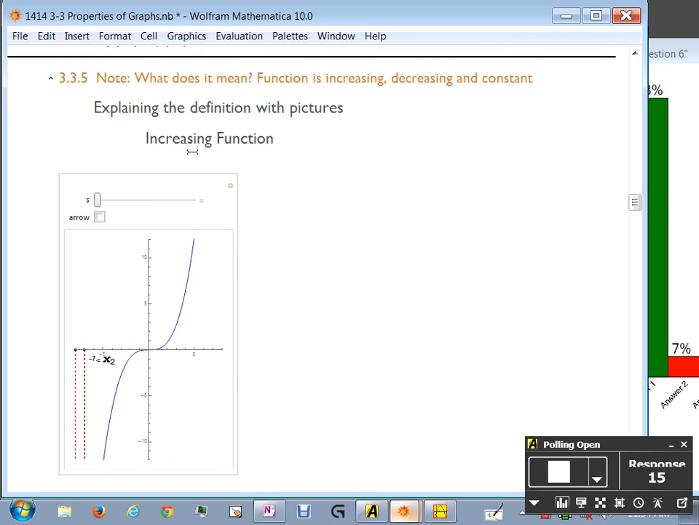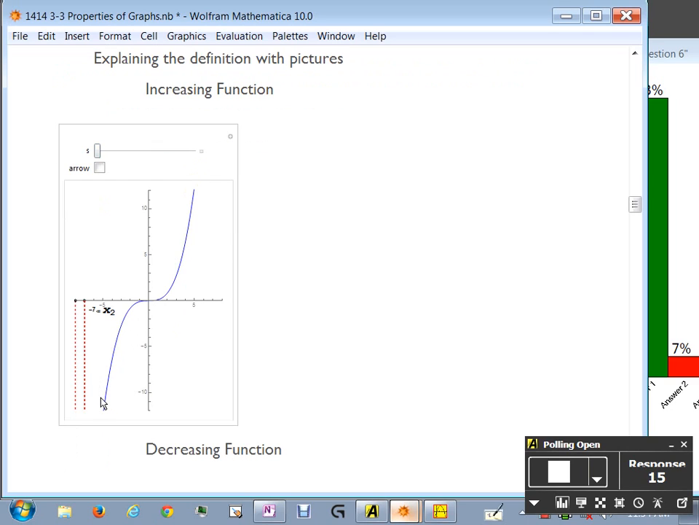This is an example of an increasing function. We read books in the United States left to right. There are some countries that read right to left. We read left to right. So imagine that you are reading this function left to right, and you're looking at it like a roller coaster. Are you going up on the roller coaster or down the roller coaster? You're going up, right?